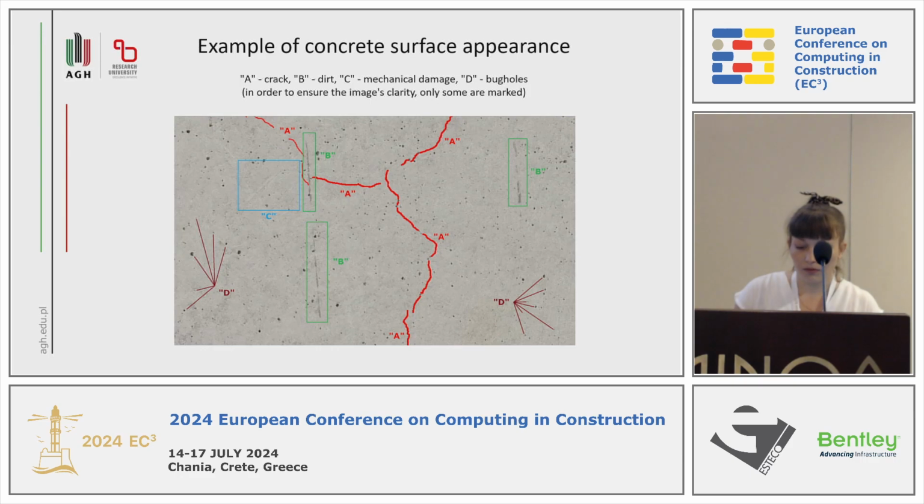On this slide, you can see examples of the types of damage that can appear on the concrete surface and which are shown in our dataset. What is important, our dataset has been prepared, as I previously mentioned, as a binary dataset. It is not prepared as a multi-class dataset. And in particular, I want to draw your attention to the damage marked as B and C, because their features from a machine learning point of view are very similar to the cracks, which can be confusing for the network.